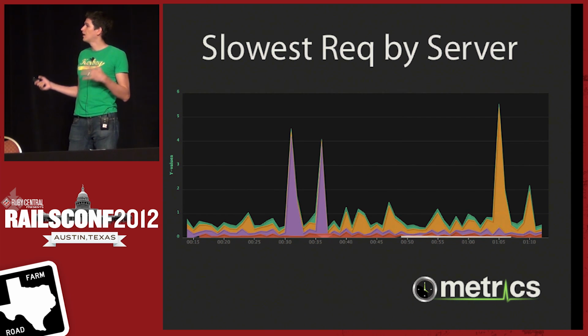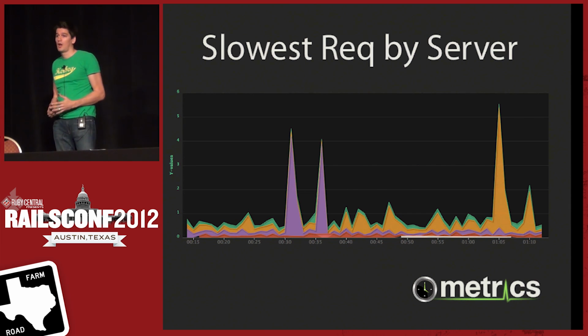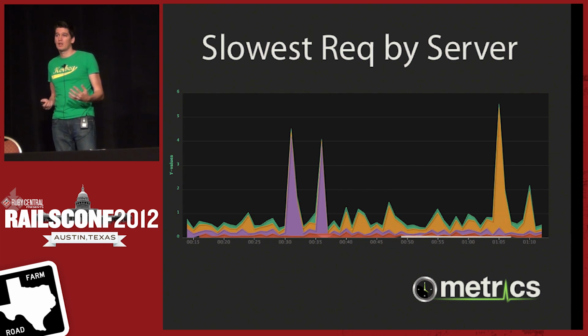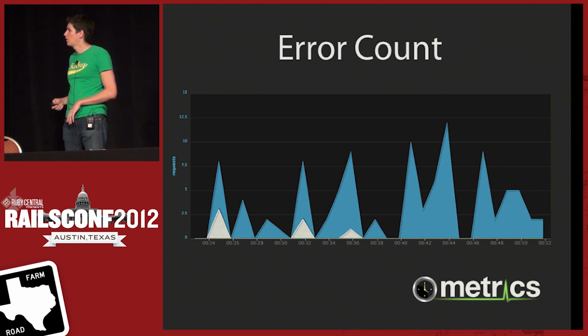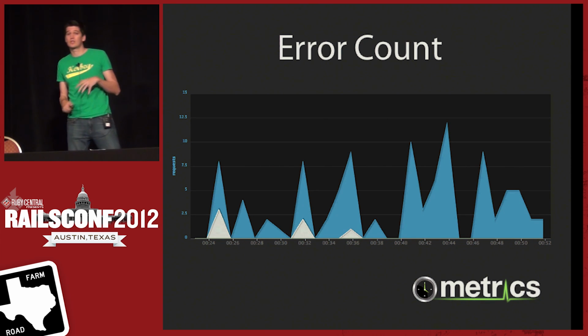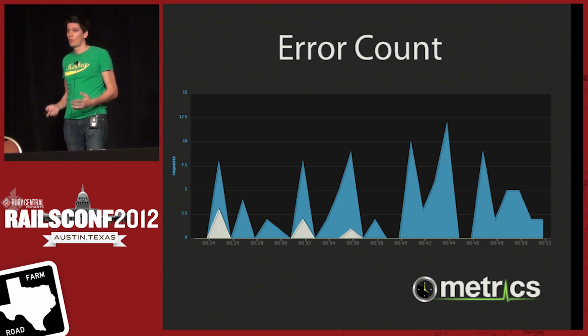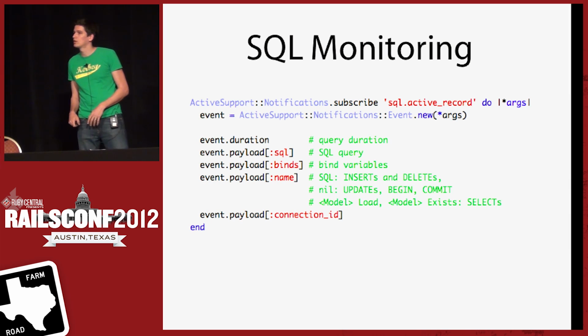Here we're looking at what's the slowest request over the last period by server. And this, again, kind of gives me a sense of which servers in my cluster are starting to slow down. So there's stuff like this that you can do. The thing that I think is interesting is that all of these graphs are things you can do with just the information from that one subscriber, from that one instrumentation that already exists.